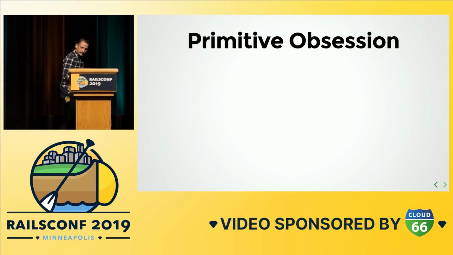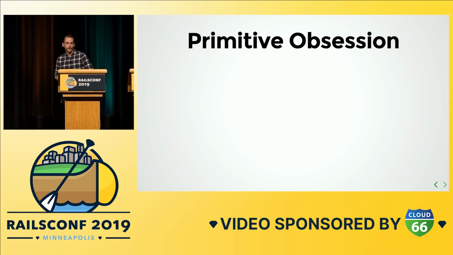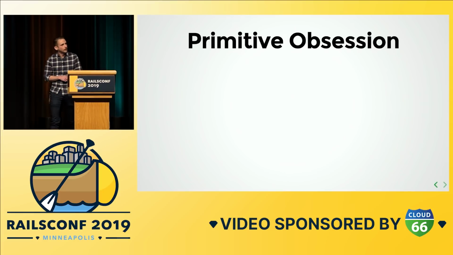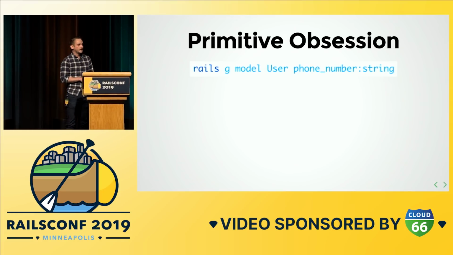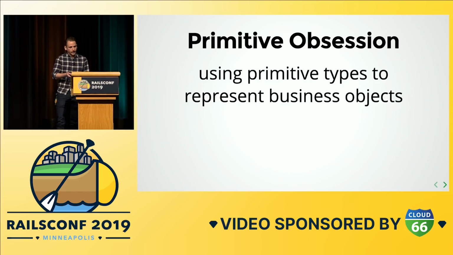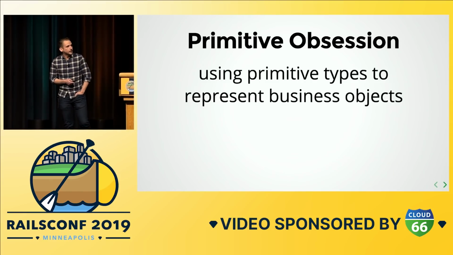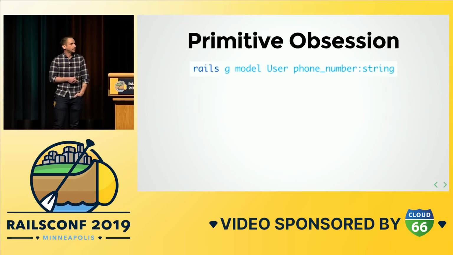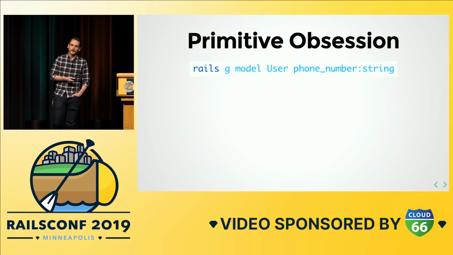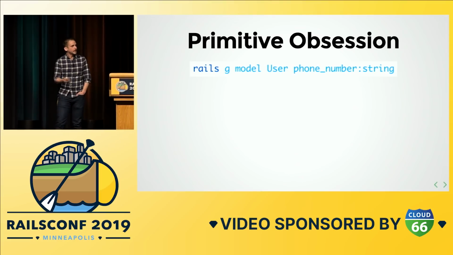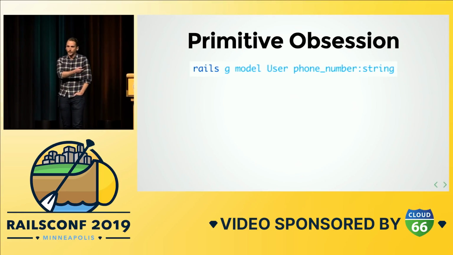Today, we're going to be talking about a particular code smell called primitive obsession. And primitive obsession is the tendency to use primitive types to represent your business objects. This is a really easy thing to do in Rails. Very often you'll do something like write a user model that has a phone number that's a string. Right? And that's a very reasonable thing to do. In your database, a phone number is a string.